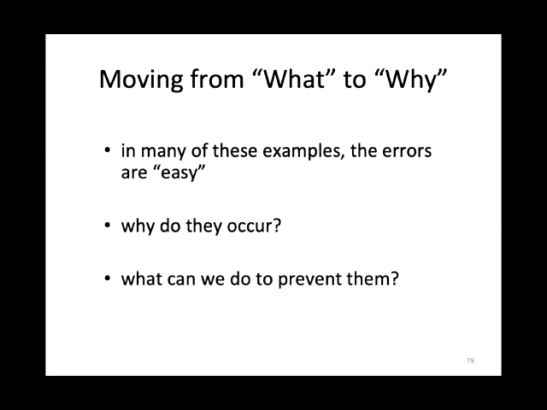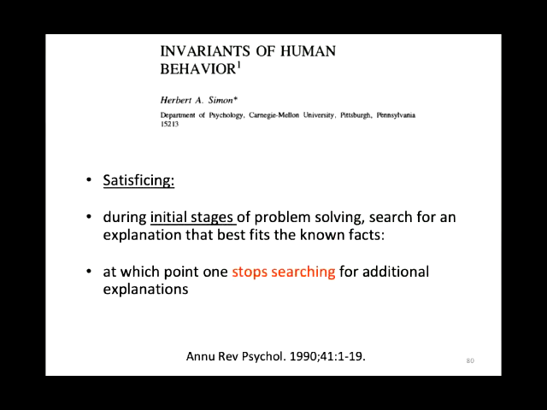So moving from what to why, in many of these examples, we could see the errors that were made were fairly easy. It would not require extensive experience to go and do a complete history or to make sure that you check the old charts. And so there's descriptions about what these errors are. I think the literature is quite sparse on explaining why these occur, and equally so, understanding what we can do to prevent them. So these are hard questions to answer.